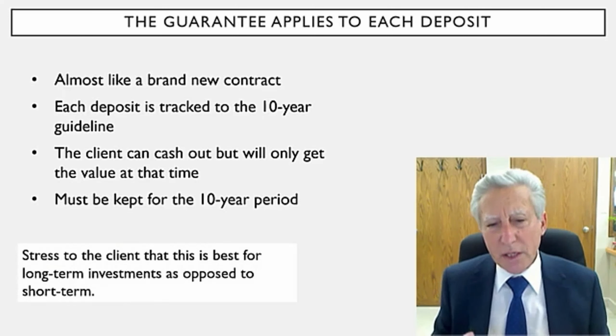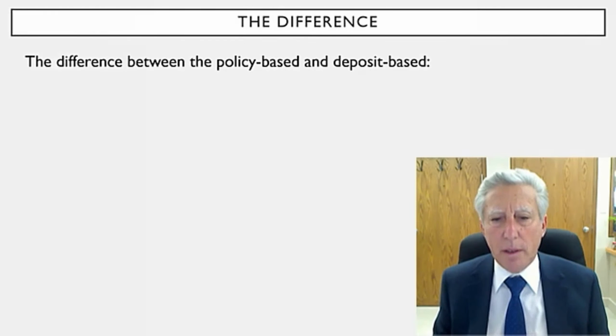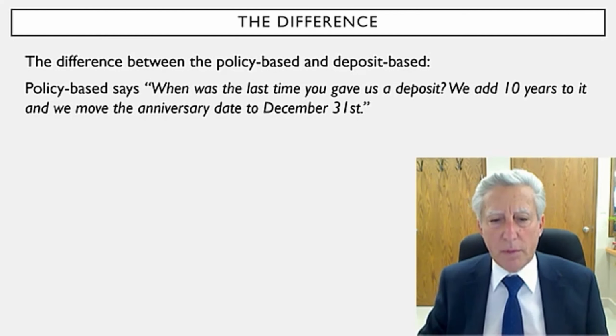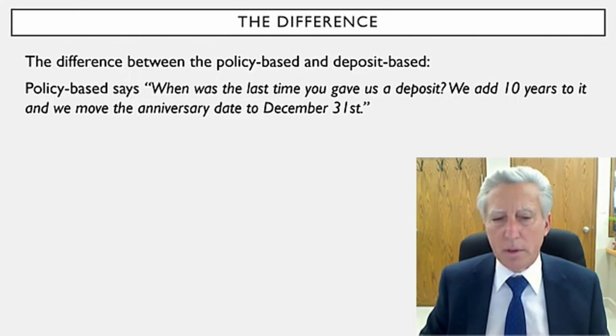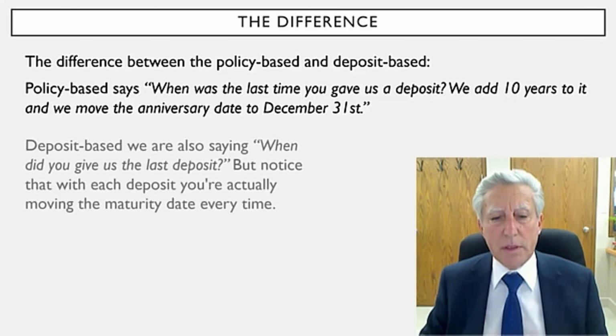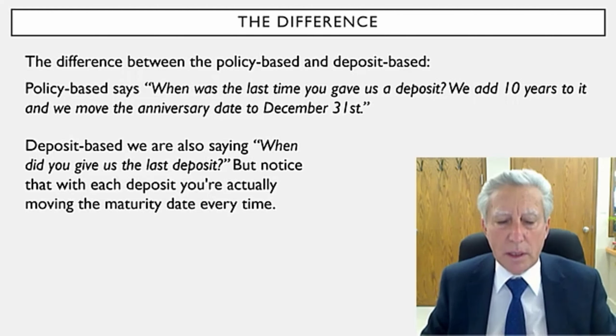Okay. So essentially, just to summarize, the difference between policy-based and deposit-based is this. Policy-based says, when was the last time you gave us a deposit? From that date, we add 10 years to it, and we move the anniversary date to December 31st. That's, in essence, what policy-based means. Deposit-based, on the other hand, says, when did you give us the last deposit? But notice that with each deposit, you actually move the maturity date every time you make a deposit. So it keeps on shifting all the time.